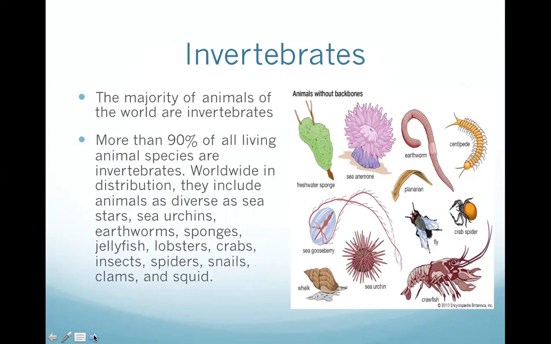Picture a jellyfish in your head, right? They definitely don't have a backbone. Even a little squishy worm, right? He doesn't have a backbone. You might be thinking insects or arachnids, even crawfish, clams. They have a harder outer body. Does anyone remember what that's called? If you said exoskeleton, you are correct, right? So exo meaning on the outside, exoskeleton, skeleton on the outside.